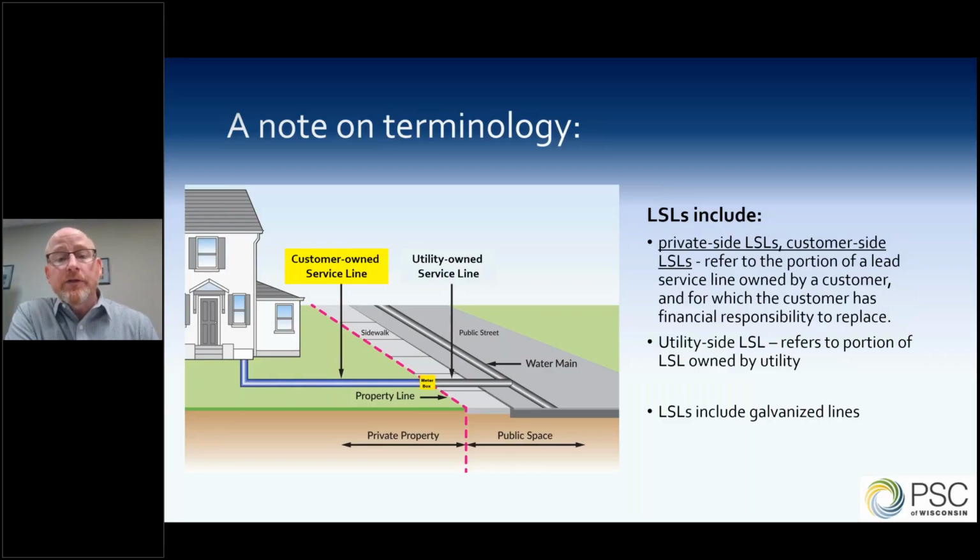That's the portion that the customer really has the financial responsibility in most cases to replace, to maintain, and all of that. Another note would just be that we do include in our understanding of lead service lines, and this has become universal, but just a note, we do include galvanized in our definition of lead service lines, or LSLs.